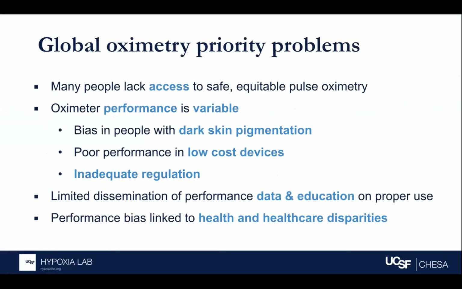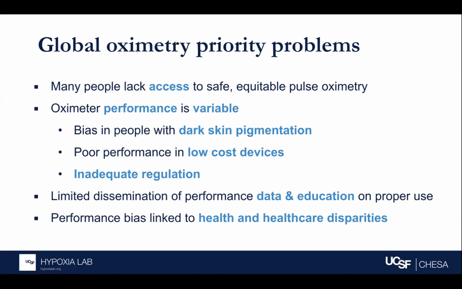So just to give a quick overview of some of the big priority problems that are relevant to pulse oximetry that most people on this call are well familiar with. Access is at the top of the list, just access to safe devices. This is a huge problem worldwide. Digging in a little bit more specifically is the issue of performance and performance variability, not only with skin pigment variability, but the issue of low-cost devices in particular and variability we see there, and how regulation can potentially do more to try and address some of these problems.